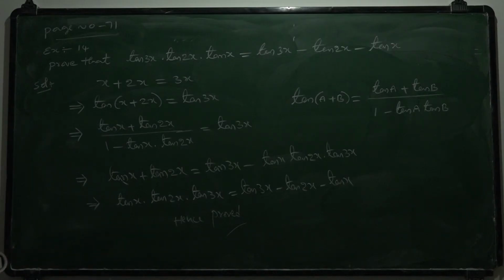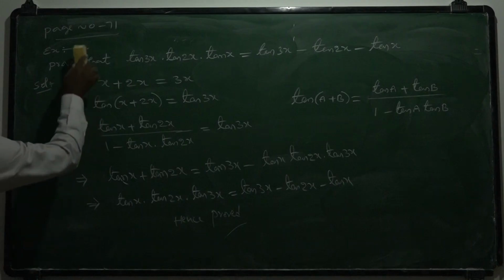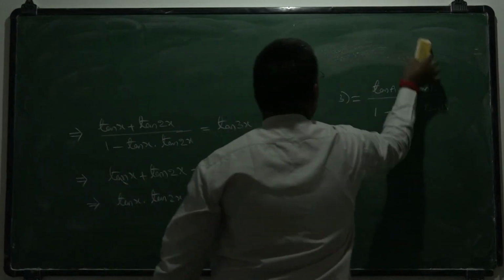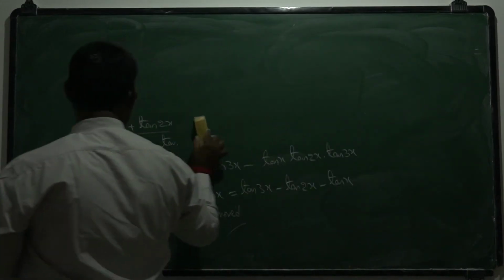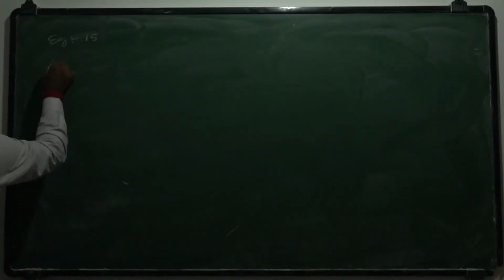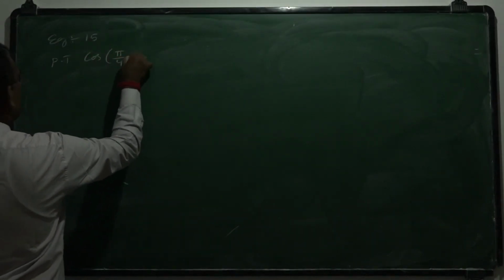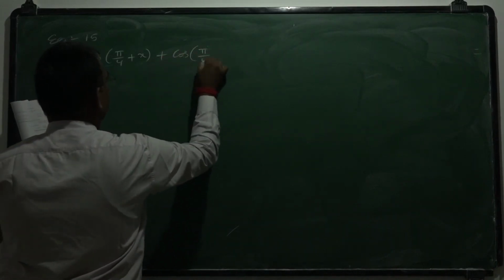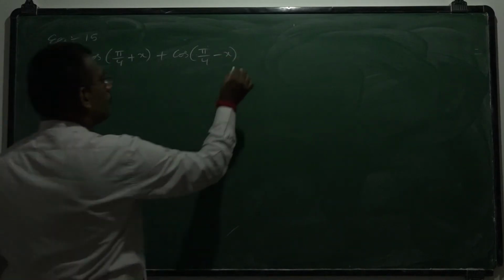Next, example 15. Prove that cos pi by 4 plus x plus cos pi by 4 minus x is equal to root 2 cos x.